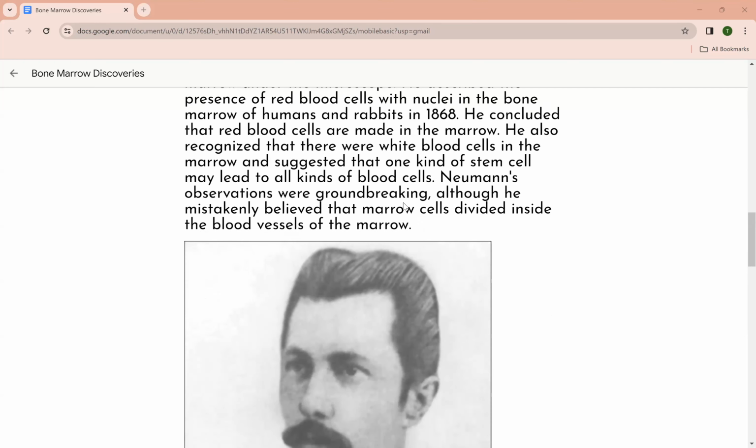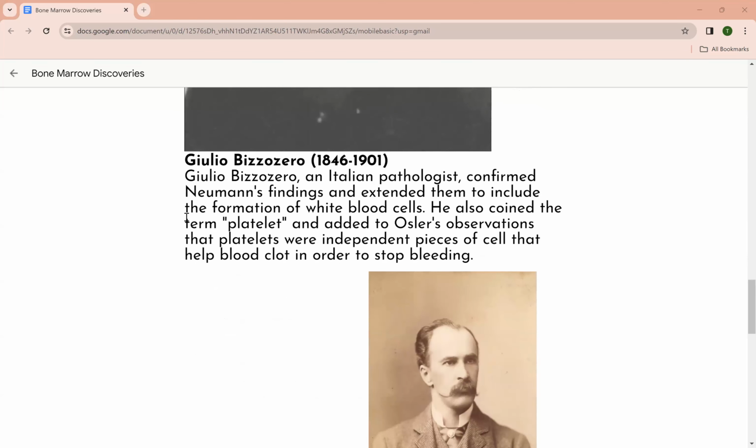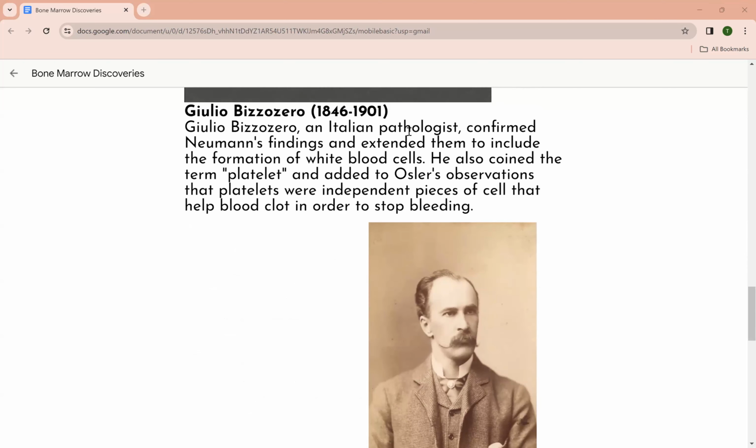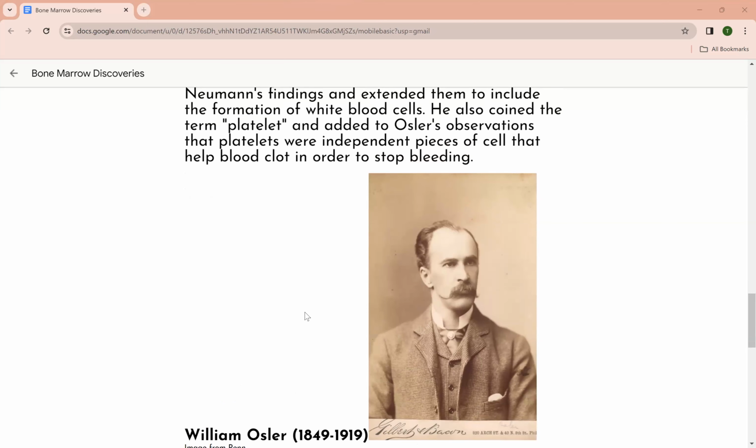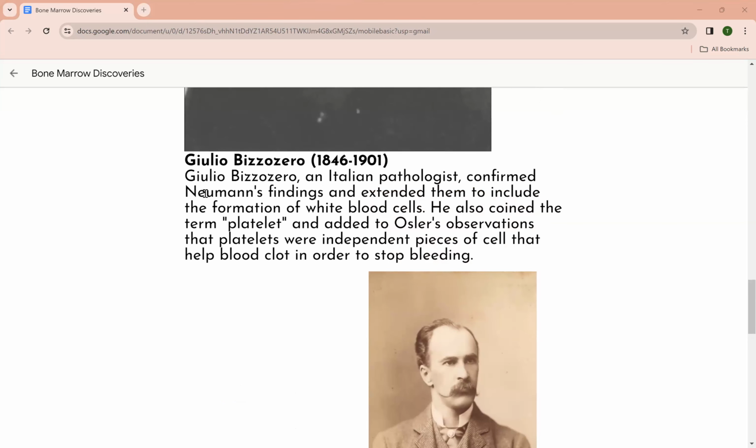Okay, good. So that's kind of interesting. Let's look up Giulio Bizzozero. You want to read about him, please? Giulio Bizzozero, an Italian pathologist, confirmed Neumann's findings and extended them to include the formation of white blood cells. He also coined the term platelet, and added to Osler's observation that platelets were independent pieces of cell that help blood clot in order to stop bleeding. Can we do the Giulio Bizzozero guy? Sure. All right. Let's do it.